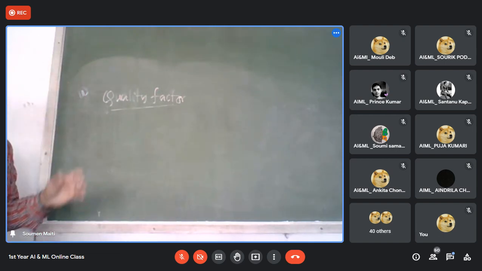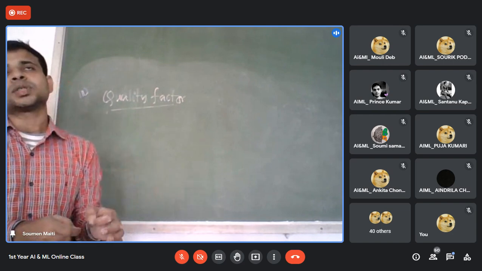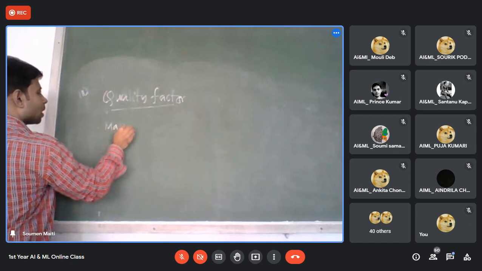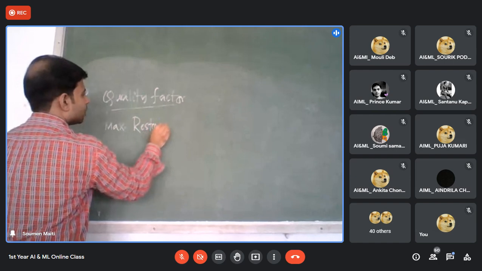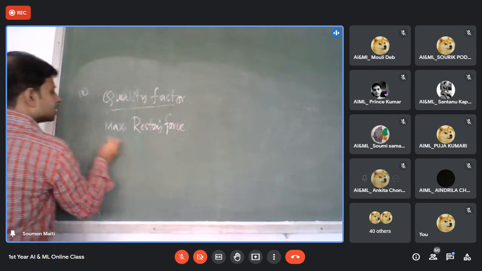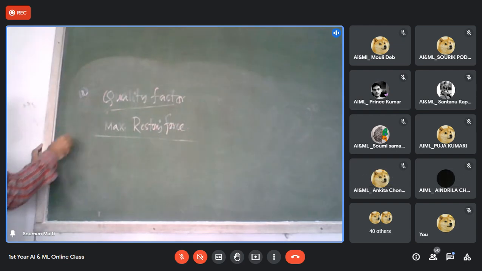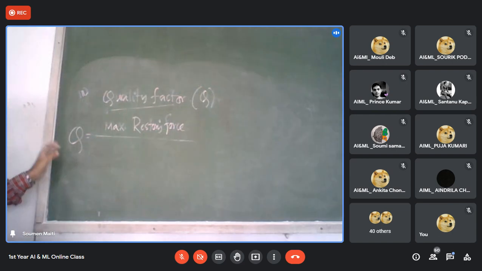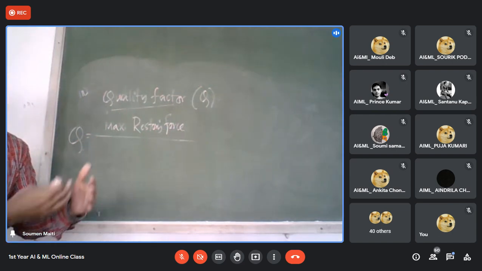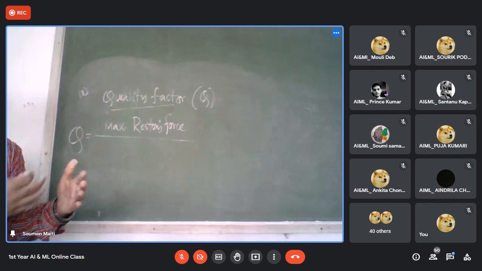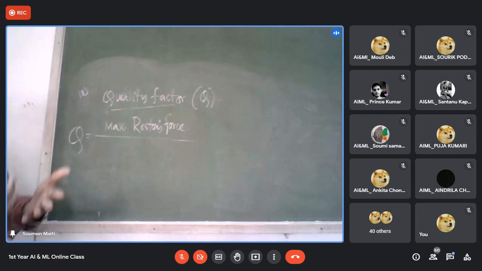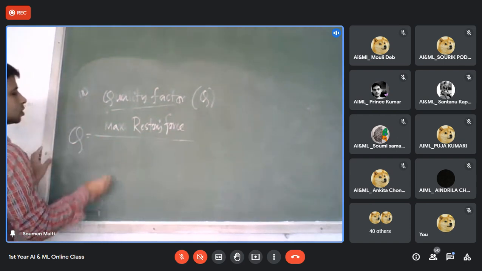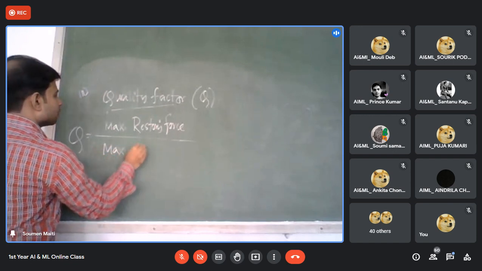It is nothing but the ratio of the maximum restoring force by the maximum damping force. Maybe in a different book there is a different way of representation, but this is the simplest. Quality factor is defined as Q. Q is a figure of merit to differentiate between light damping, heavy damping, normal, critical damping. It is the ratio of maximum restoring force by maximum damping force.